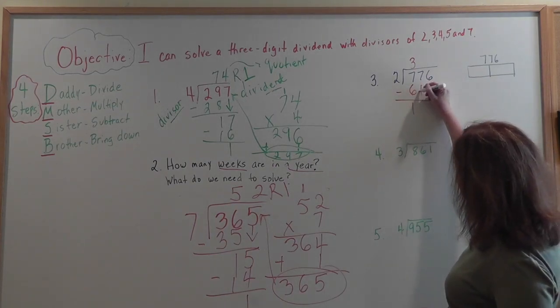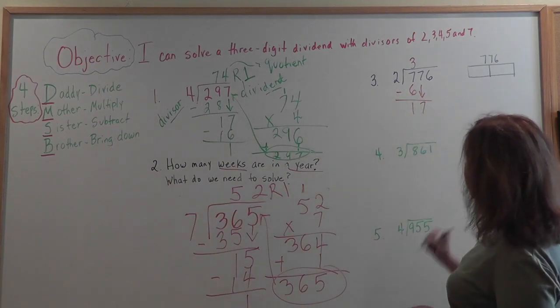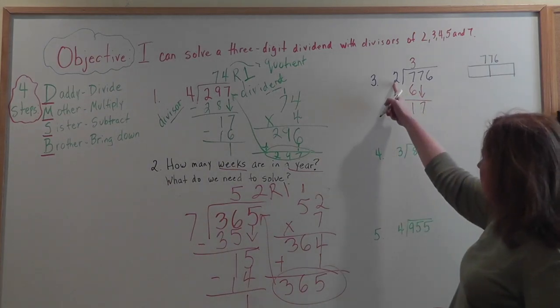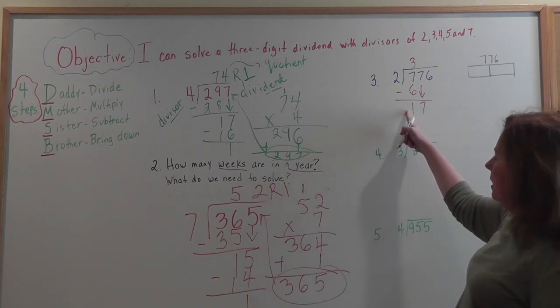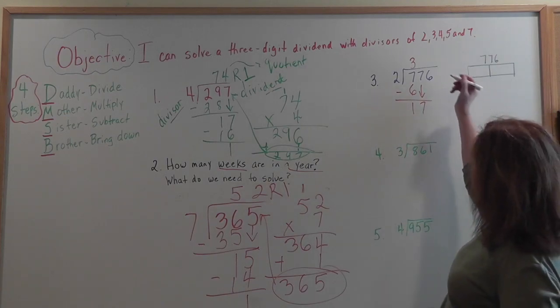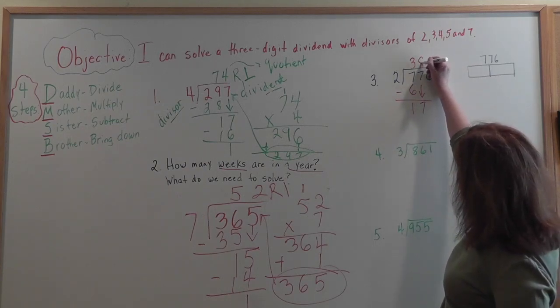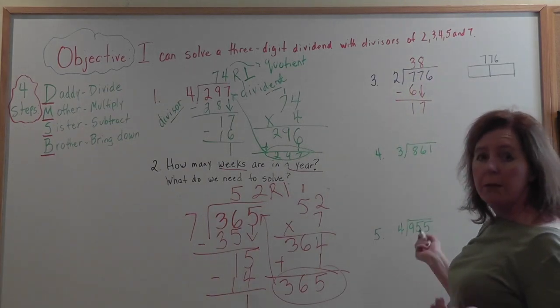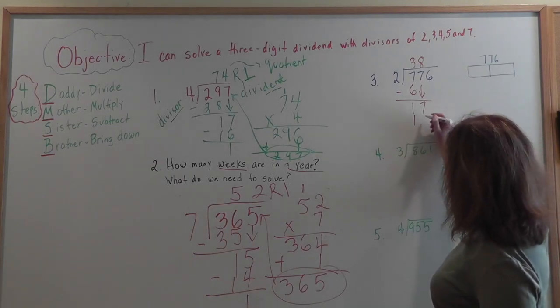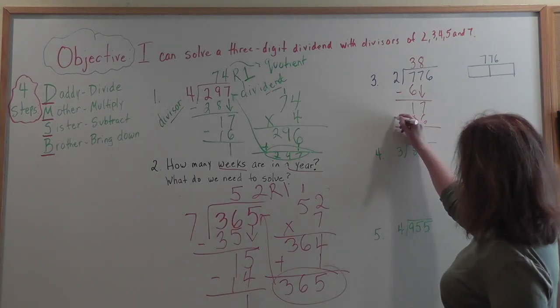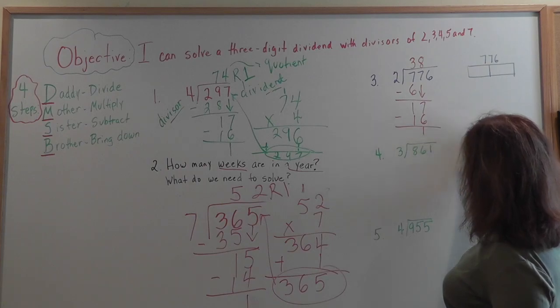Now I bring down my 7. Now I have 17. So now I divide 2 into 17. And 2 can go into 17 8 times. 2 times 8 is 16. So I put 16 here. I subtract, and I get 1.